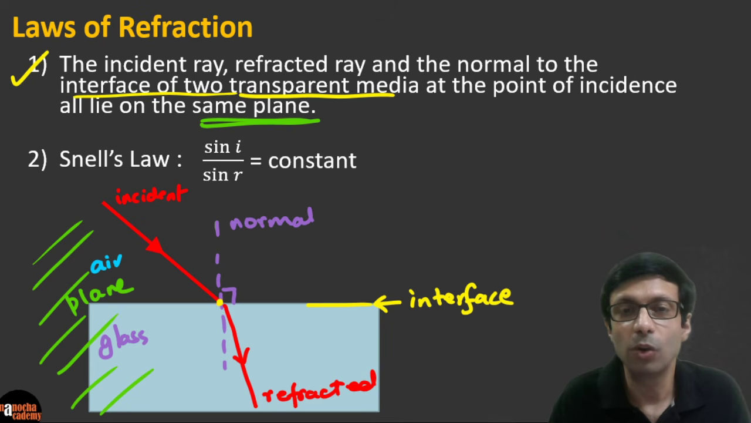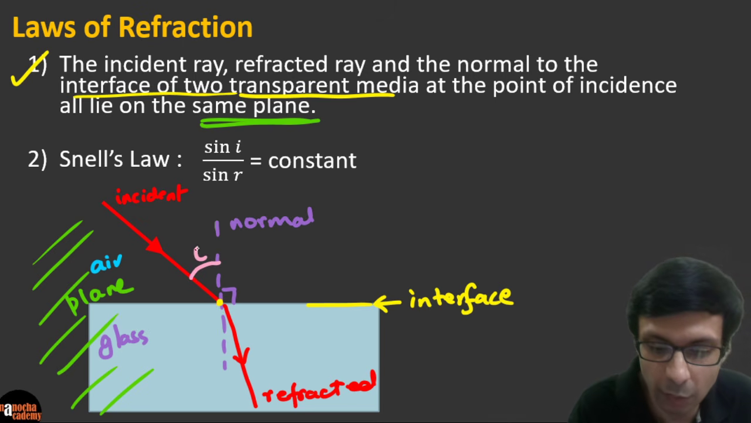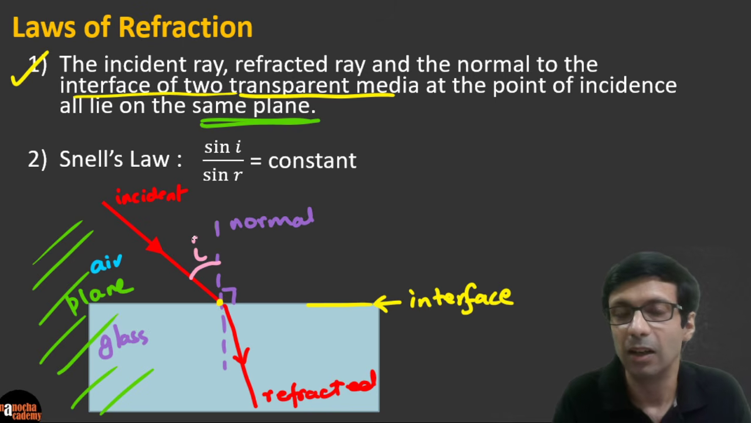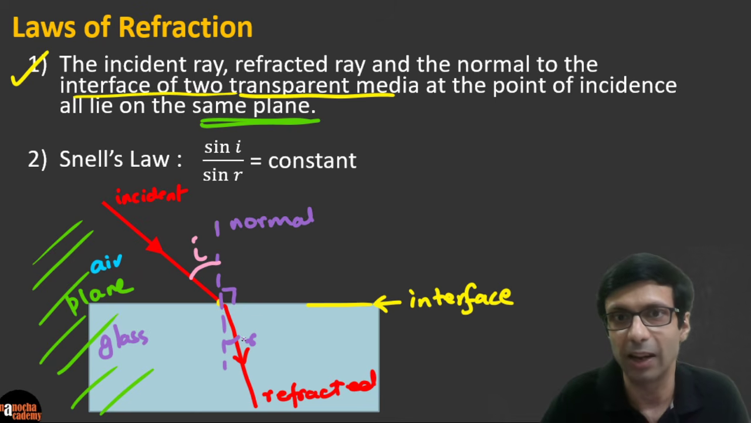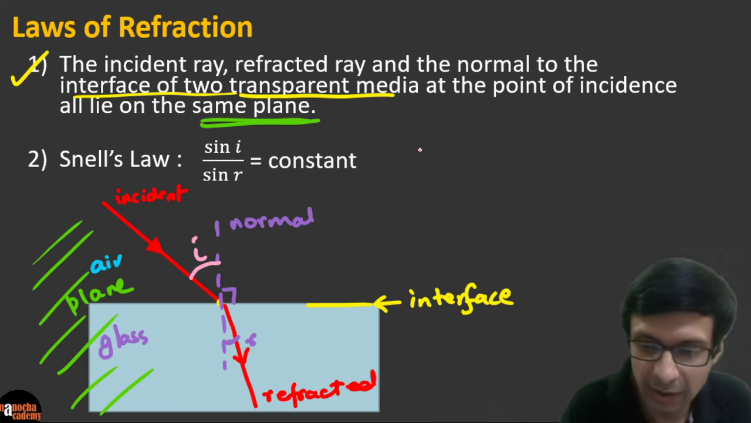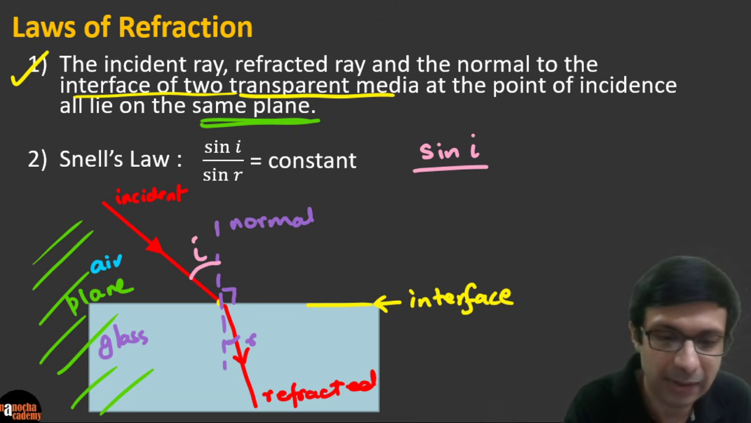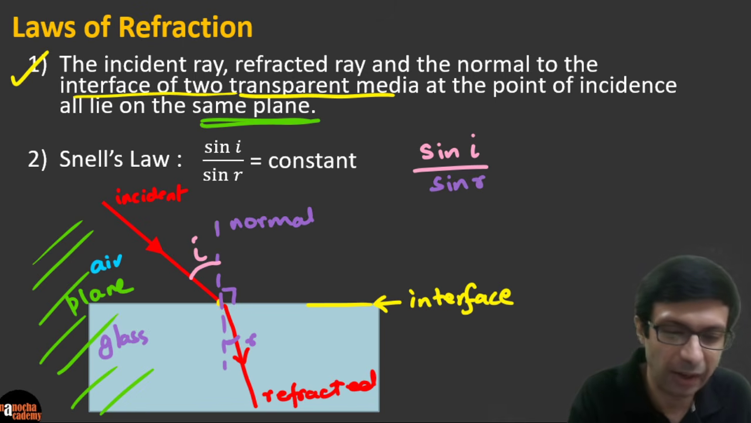Excellent. Now let's take a look at the second law, which is called Snell's law, which states that the sine of the angle of incidence, the angle the incident ray makes with the normal. For refraction, we define it like that. And now instead of the reflected ray, it is the refracted ray, so this is the angle of refraction. We are saying that the sine I by sine R, when you take this ratio, it's a constant. This law is known as Snell's law.